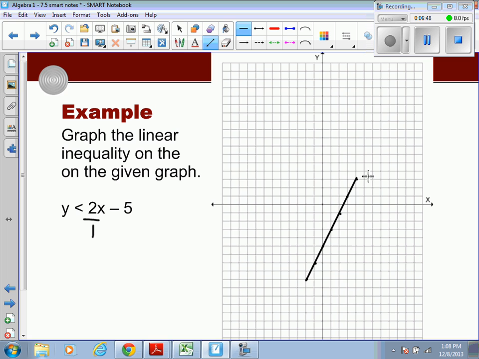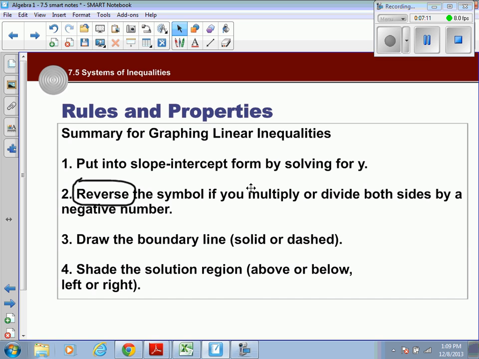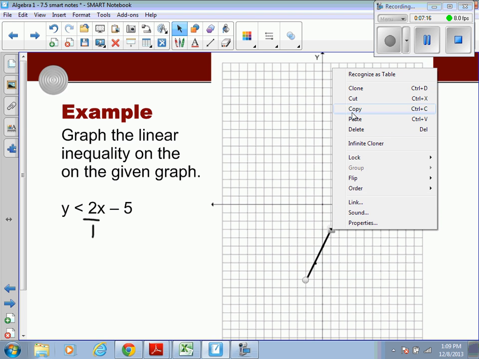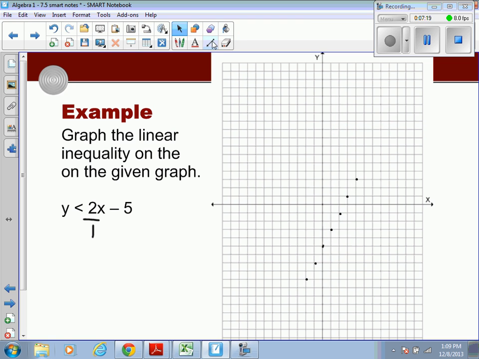I probably should extend this line throughout my entire graph, but just to show you what we're doing here. And then since this, oops, what did I do wrong? I graphed a solid line, and obviously that's supposed to be a dashed line. So we're going to get rid of that, and I'll use the tool here to make that a dashed line.